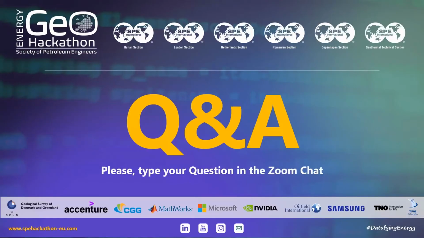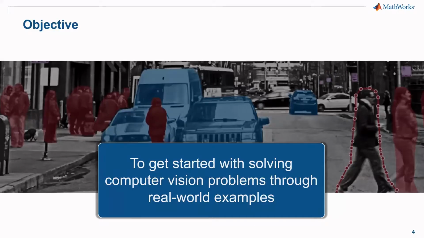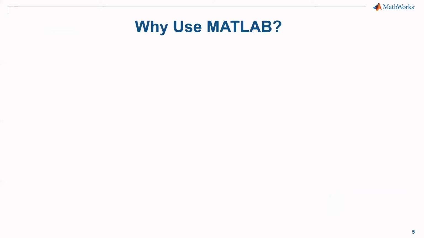If you have any questions, please type them in the Zoom chat. My colleague Oscar will be monitoring that. And we'll have a discussion at the end. So the objective today is to get started with solving computer vision problems through a real world example.